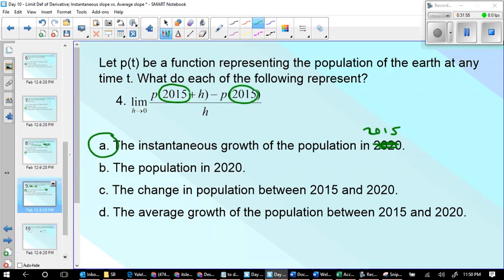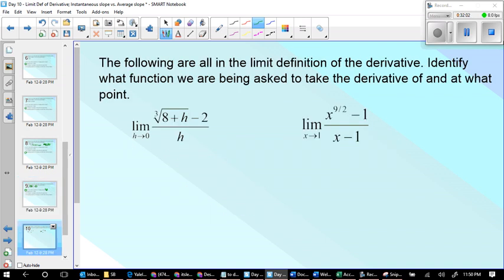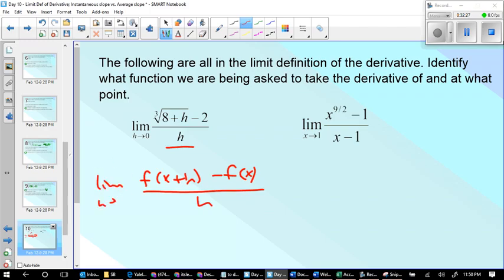All right, so let's practice that without the context right now, but at least identifying a function. Here, the following are limit definitions of the derivative. I want to work backwards from what we were doing earlier and identify the function we're trying to take the derivative of, and at what point. Now this first one has those h's, so this is that f of x plus h minus f of x, all over h formula.